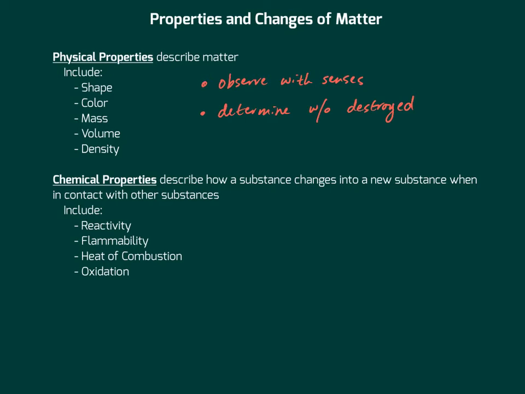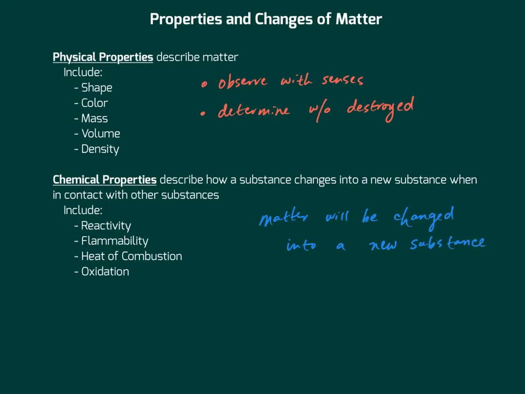Now, chemical properties, they also describe matter, but specifically they describe how a substance changes into a new substance when in contact with other substances, okay? So the key here with chemical properties is that matter is going to be changed into a new substance after some type of reaction, okay? So matter will be changed into a new substance.